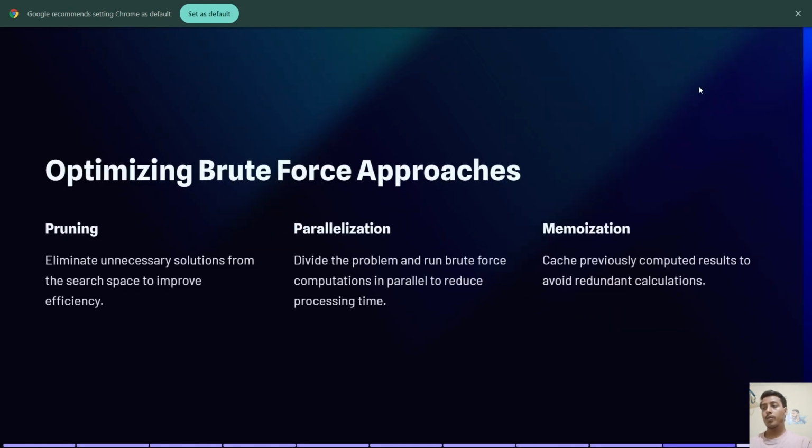Now we will move to optimizing brute force approaches. First one is pruning, eliminating unnecessary solutions from the search space to improve efficiency. Second one is parallelization, divide the problem and run brute force computation in parallel to reduce processing time. Third one is memoization, cache previously computed results to avoid redundant calculation.